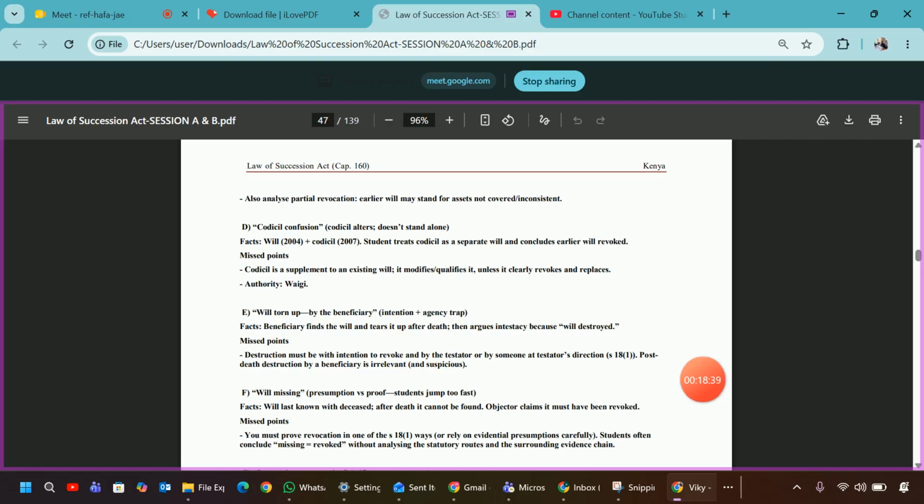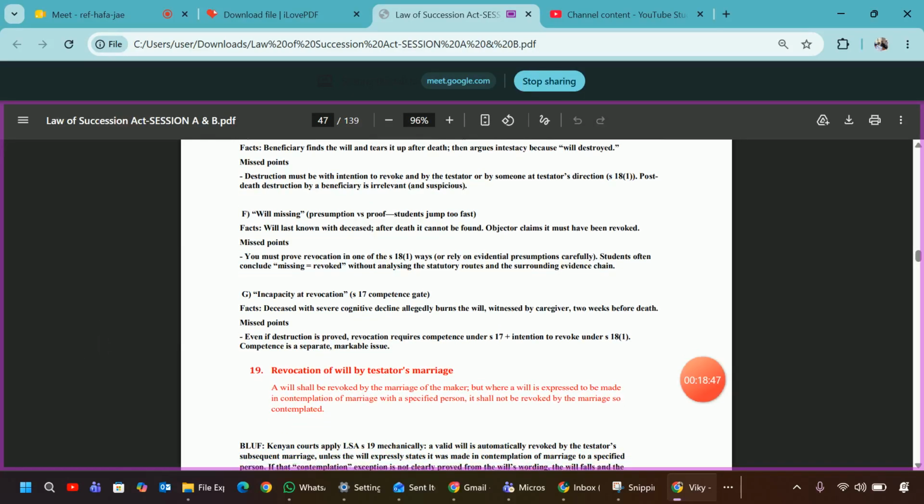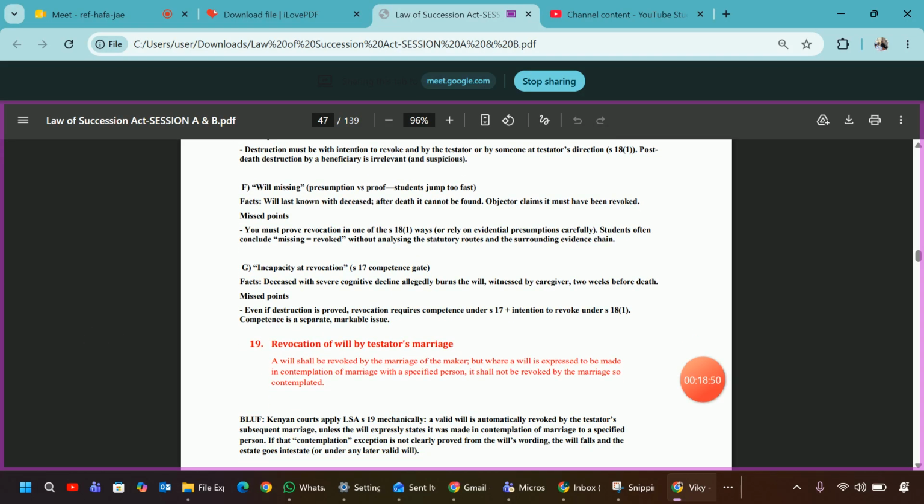Post-death destruction by a beneficiary is irrelevant and suspicious. So F, will is missing, presumption versus proof, students jump too fast. Facts. Will last known with the deceased. After death it cannot be found.